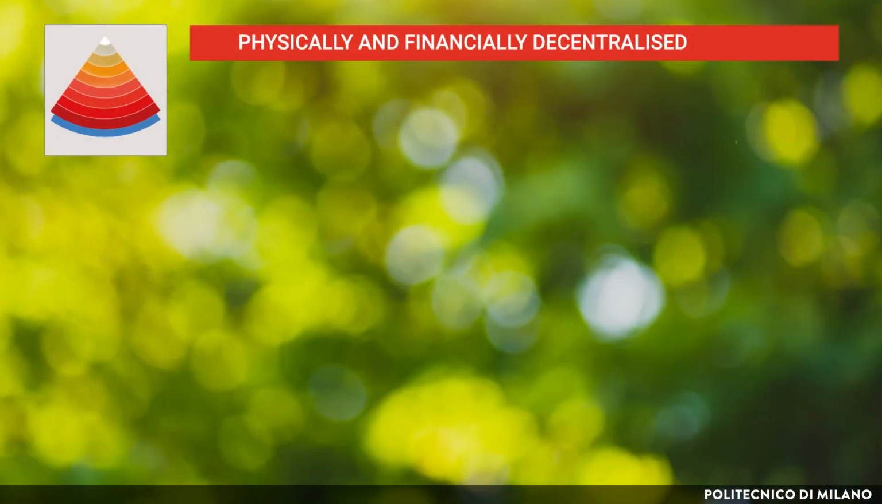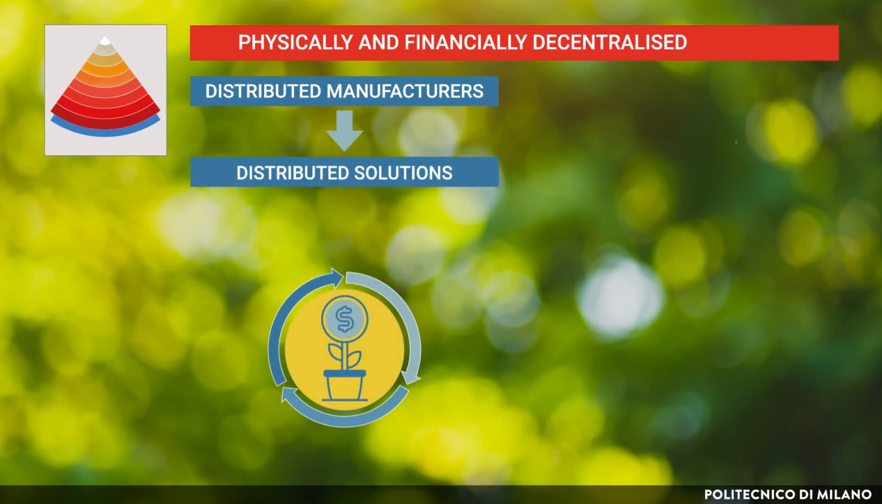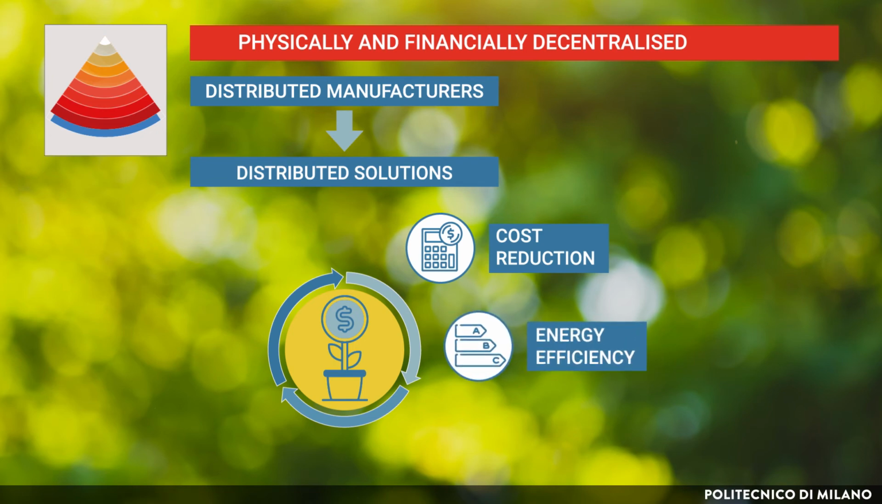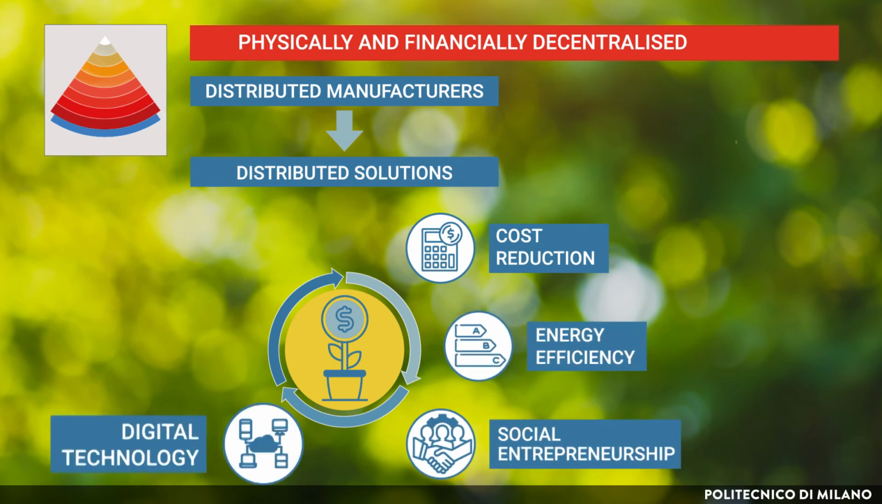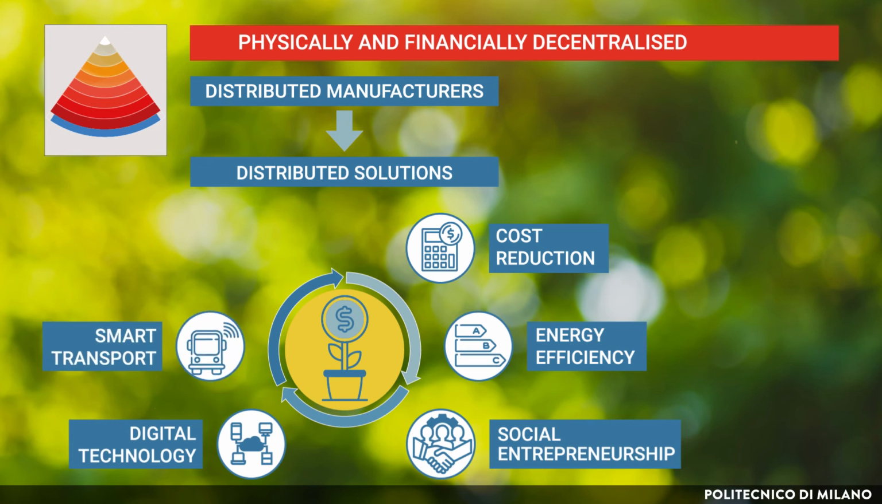Physically and financially decentralized. Sixth, a new ecosystem of digital entrepreneurs needs to flourish, associated to new business models like distributed manufacturers, starting with little capital and using their earnings to finance further expansion. Distributed solutions boosted by cost reduction, energy efficiency, social entrepreneurship, disruptive digital technology, smart transport and logistics solutions can stimulate small businesses, offering a greater flexibility to overcome financial barriers.